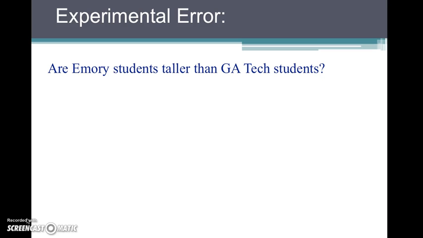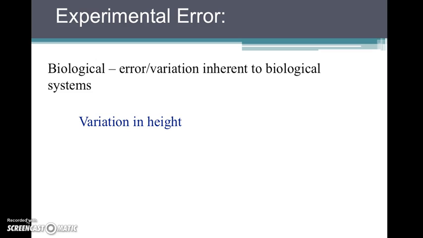Let's say we're interested in figuring out if Emory students are taller than Georgia Tech students. What kind of error in this experiment will we likely encounter? So one type of error is biological error, and that's variation that's just inherent to your biological system, right? So if you take a population of people, they will not all be the same height. There's going to be variation there.